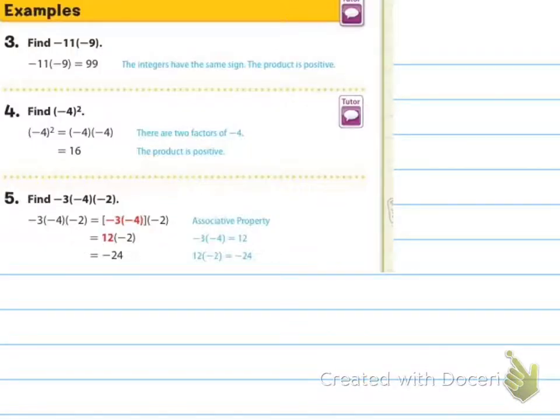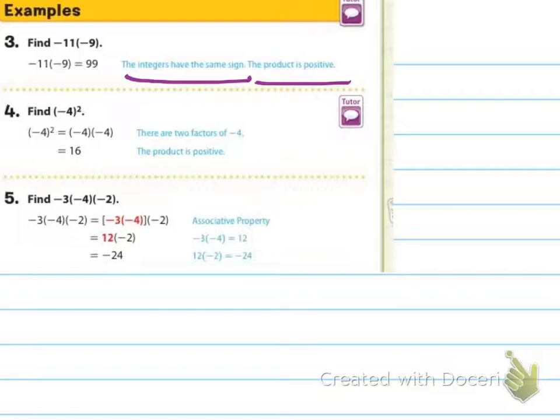So, example 3 says find negative 11 times negative 9. And once you understand that integers with the same sign have a positive product, you're just multiplying, and it's a positive answer. So, it's 99, and then 2 negatives make a positive. 2 wrongs, in this case, make a right.